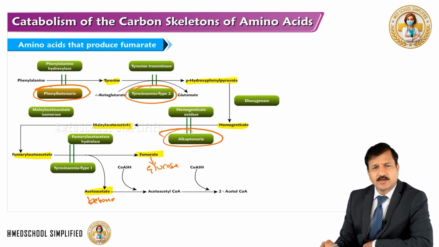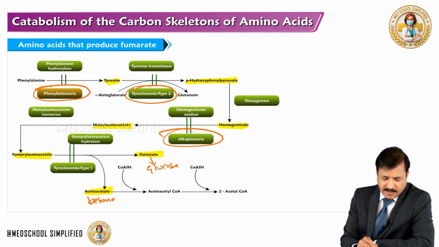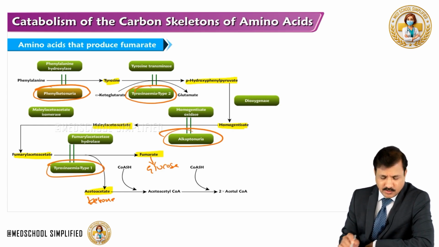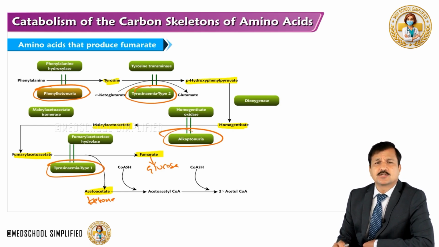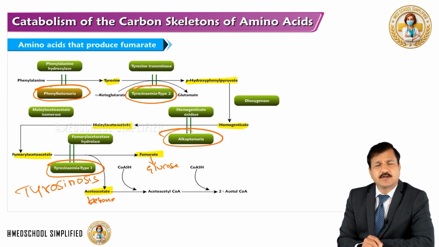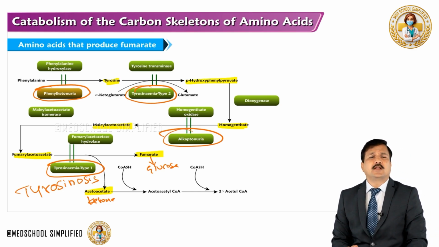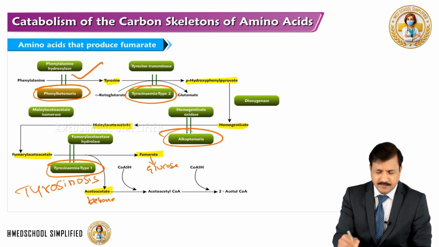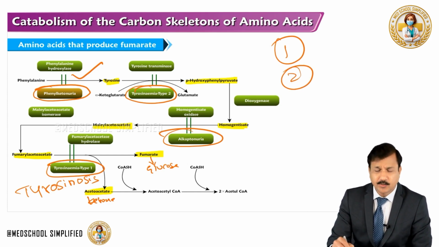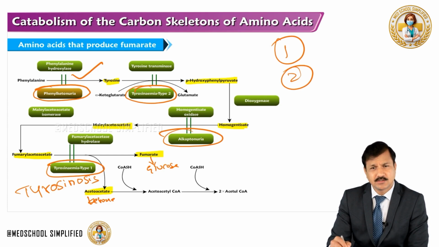Maleylacetoacetate is converted to fumarylacetoacetate by an isomerase reaction. And then fumarylacetoacetate to fumarate is done by fumarylacetoacetate hydrolase enzyme, and deficiency of that will give rise to type 1 tyrosinemia, which is also called tyrosinosis. So there are a couple of disorders here that we are going to go over later. That is phenylketonuria, that's number 1. Then number 2, the important one is type 1 tyrosinemia, called tyrosinosis.